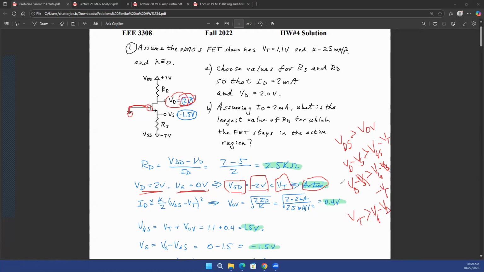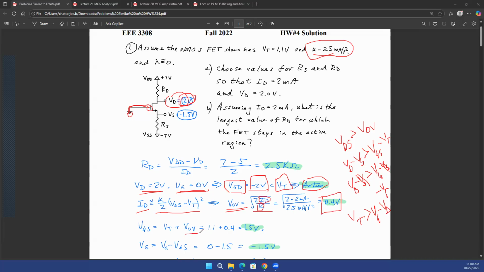And in that case, you know that the transistor is in active region if your VGD is lower than your VT. So if you apply the active region or the saturation region formula now, ID is equal to K over 2 times VGS minus VT whole squared, or V overdrive, which is just VGS minus VT, is equal to the square root of twice ID divided by K. Now here you know ID, you also know K because K is given in the question, 25 milliampere per volt square. So V overdrive is 2 times 2 milliampere divided by 25 milliampere per volt square, and that gives you 0.4 volts as your V overdrive.